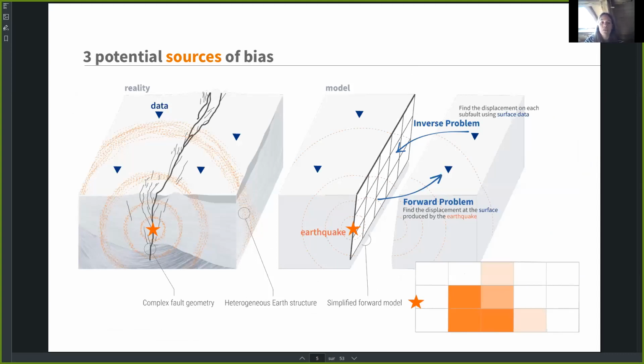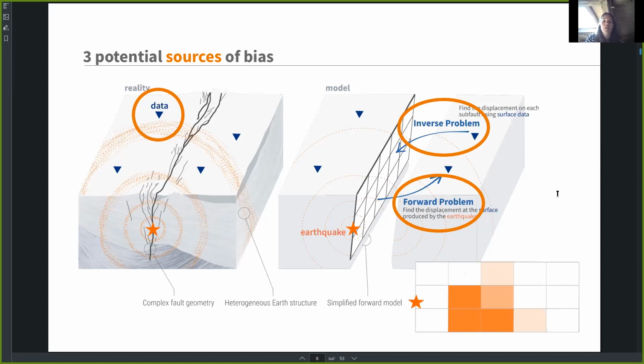The first one is the data. Data have noise, and this noise can be transferred to the space of our model. Another source of bias is the inverse problem. I already said that there are a lot of solutions that can explain our data at the surface, so the way we try to find this solution will impact the results. And finally, the last source of bias is the way we solve the forward problem. All the approximations that we make will impact our results. So today I will mostly concentrate on this third source of bias.